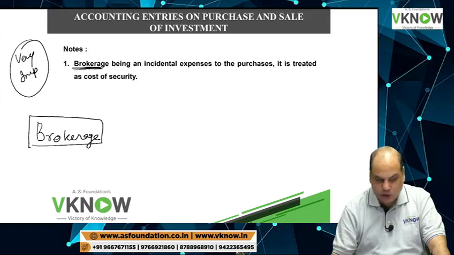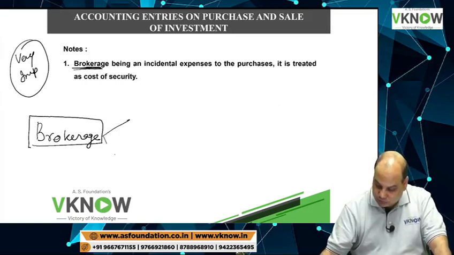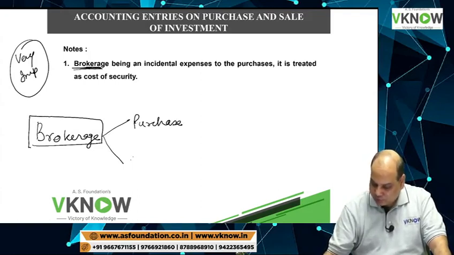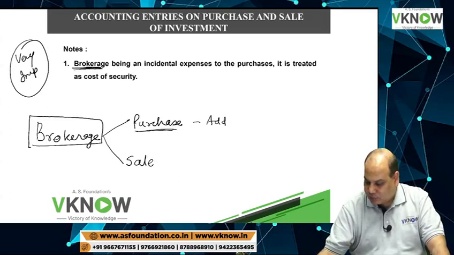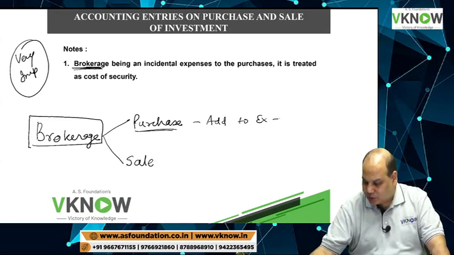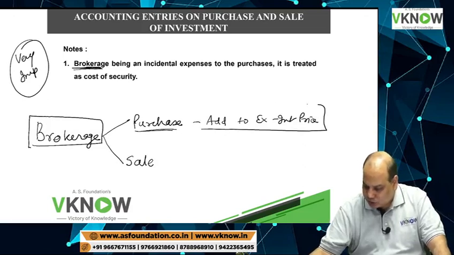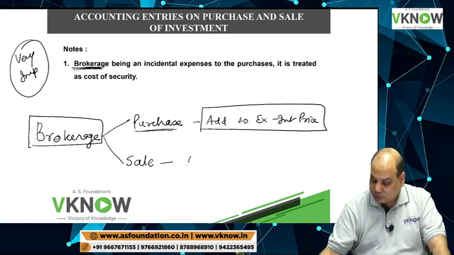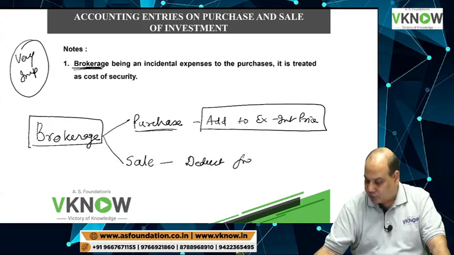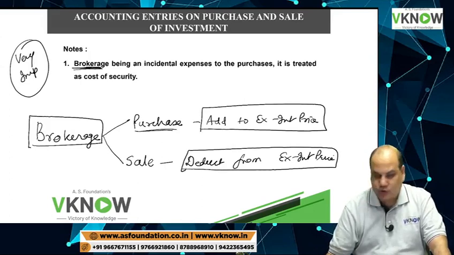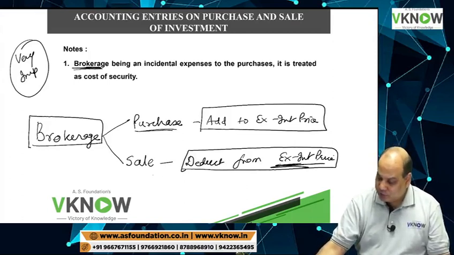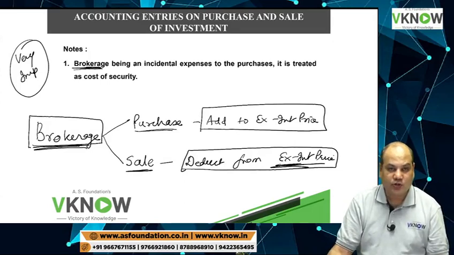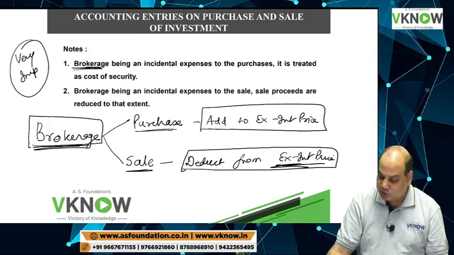Brokerage is the amount you pay to the broker who helps you to buy and sell. Brokerage is paid at the time of purchase also. Brokerage is paid at the time of sale also. If you are purchasing, add brokerage to ex-interest price because this is a part of your total cost. If you are selling the investment, deduct it from ex-interest price. If you are selling the investment, it is an outflow, it is a cost to the seller. So the net cash inflow will be sale price minus any brokerage paid. So brokerage is deducted from the selling price when the investment is sold.